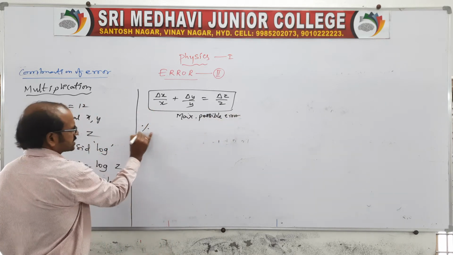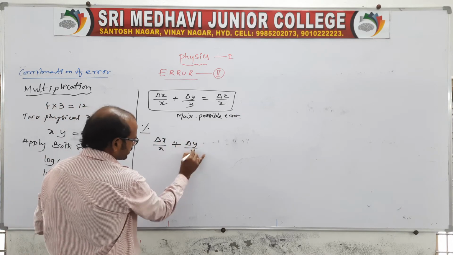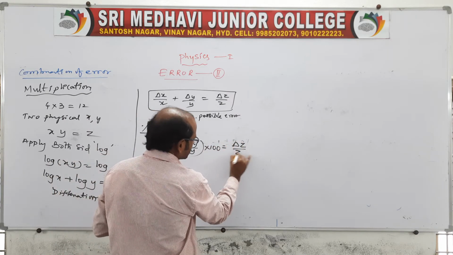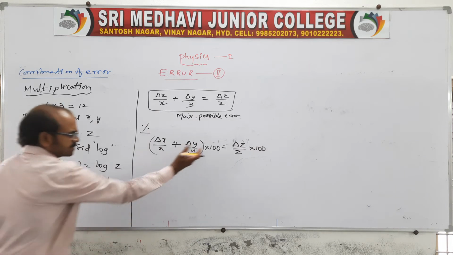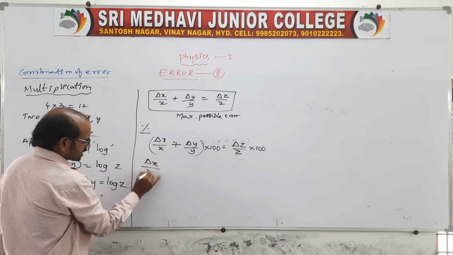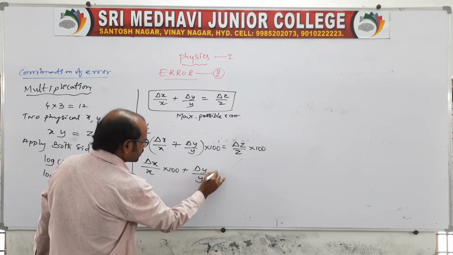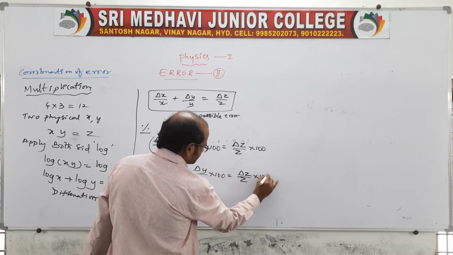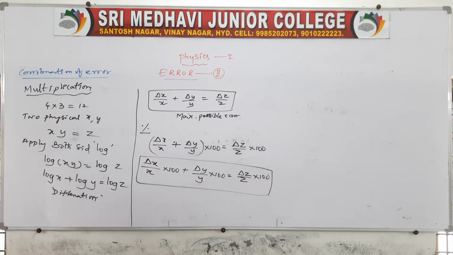And you go for the percentage error. So delta x by x plus delta y by y, into 100, is equal to delta z by z into 100. This is what we can call the percentage error. So we can also multiply like this: delta x by x into 100 plus delta y by y into 100 is equal to delta z by z into 100. This is the maximum possible error in case of multiplication.